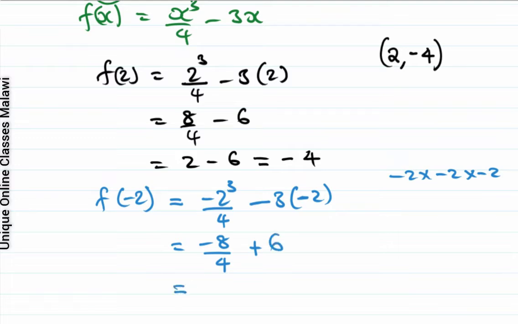So we're going to have negative 8 divided by 4, the answer is negative 2. Then plus 6, our answer will be positive 4. And we got another critical point: x is negative 2, y is positive 4. And according to the question, these are our critical points.